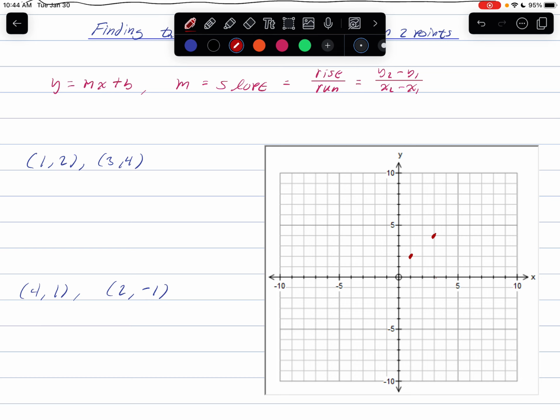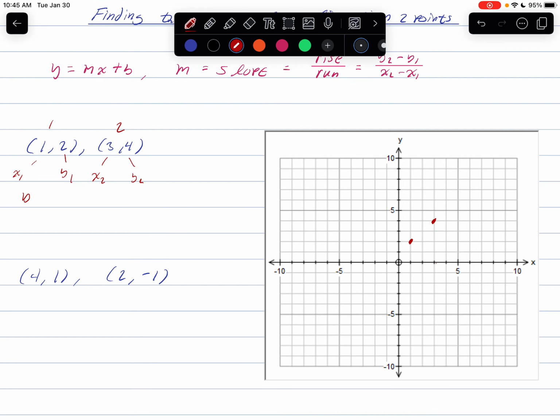Okay, and since we said that this was point 1 and this was point 2, what we can do is we can say that the 1 in point 1 is our x1 value, and our 2 in the y section here is our y1 value. Okay, so this is the x component of point 1, and this is the y component of point 1. All right, and then similarly for point 2, the 3 is going to be our x component for point 2, and our 4 is going to be our y component for point 2. Okay, so we're able to write the slope as y2 minus y1 over x2 minus x1.